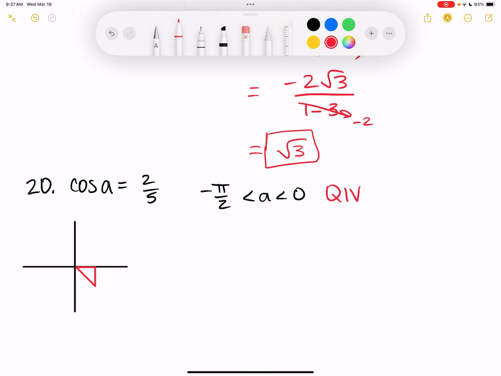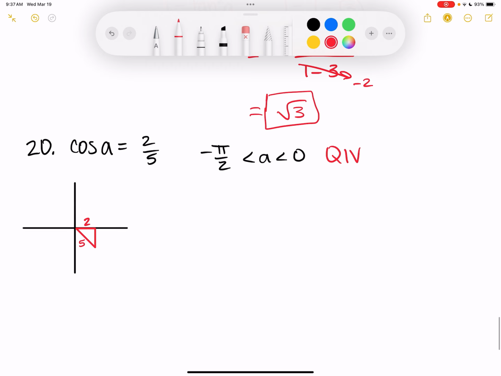All right, where do these numbers go? 2 is at the bottom, on the X, and the hypotenuse is 5. All right, so what's the other side? Square root of 5 squared minus 2 squared. Oh wait, no, you have to subtract. Square root of 21. What's this going to be when I put it here? Root 21, negative. It's got to be negative because it's going down. That's why it's important to have the picture.